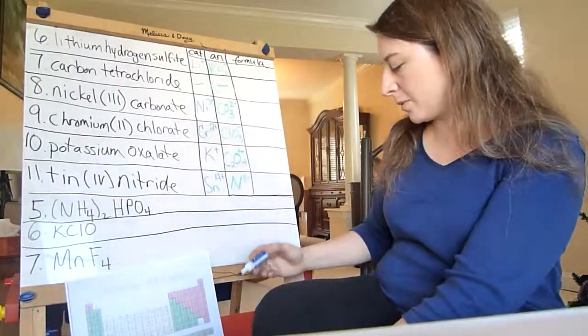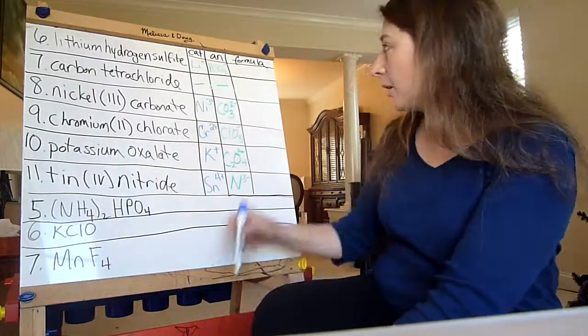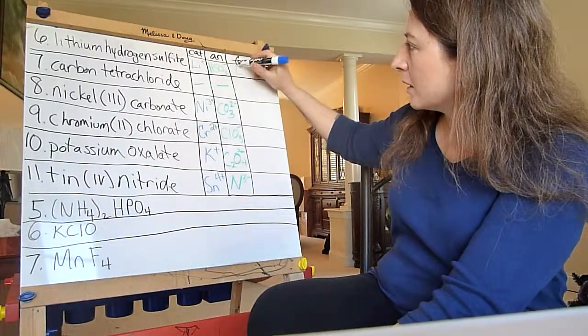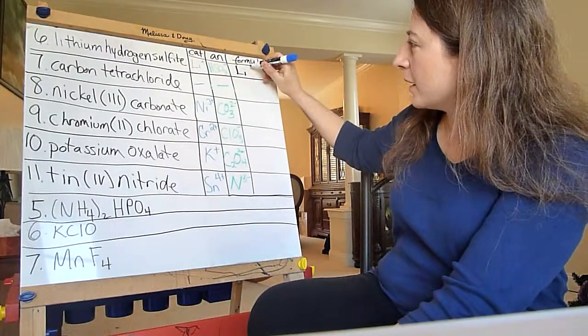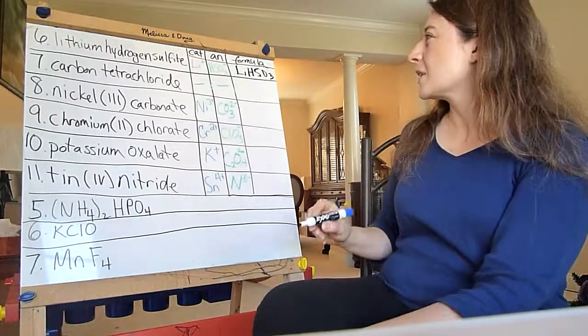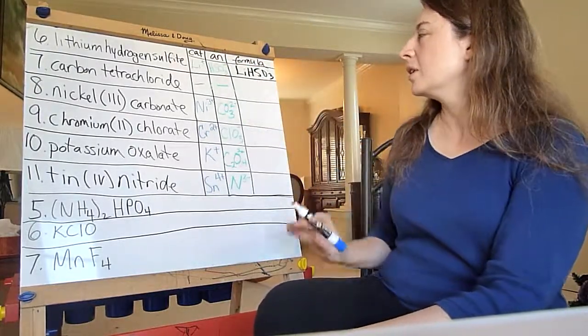So when you write its formula, let me find my black marker. Here we go. LiHSO3. So lithium, hydrogen sulfite, very easy. They're both 1 charge, so 1 of each.